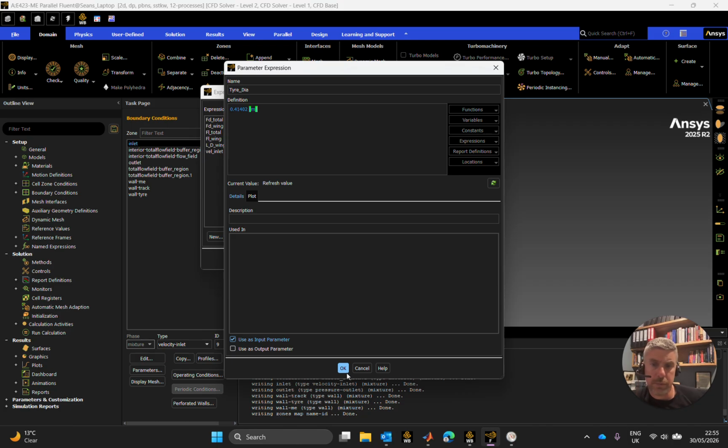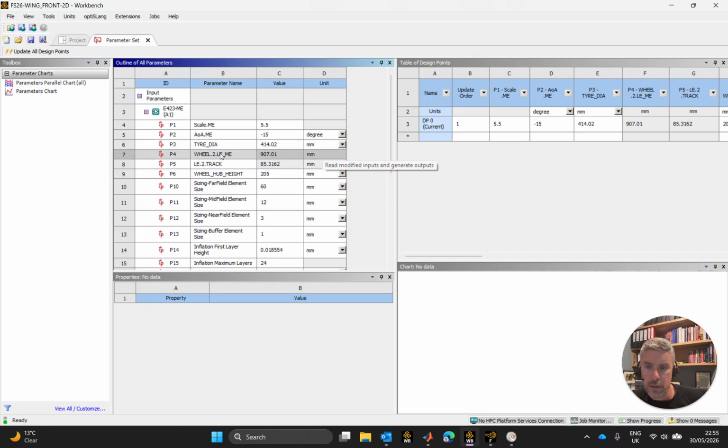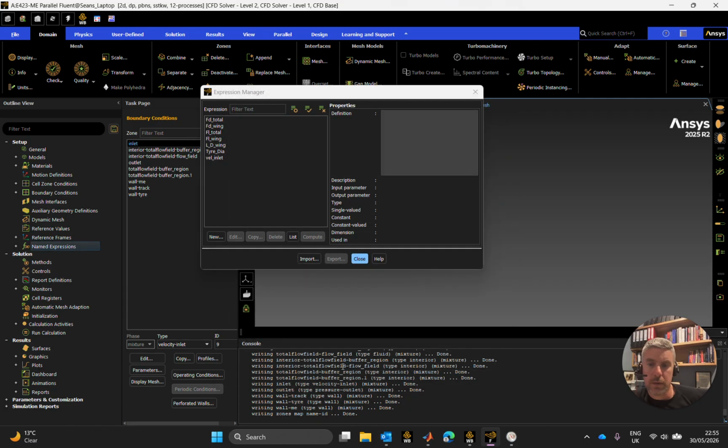Now, I'm inputting this already in two locations. If I look here in parameter set, there's tire diameter. But what I'm going to do is see another tire diameter input, and I'm going to make that equal to P3. So I'm only going to change it in P3. It's going to update that, and from that, it'll update Fluent.